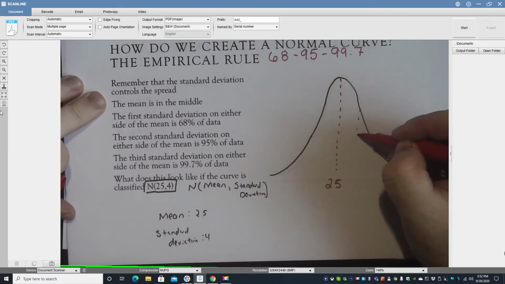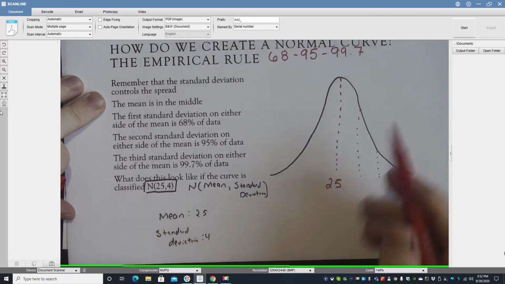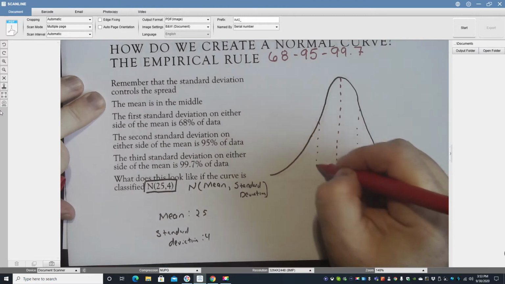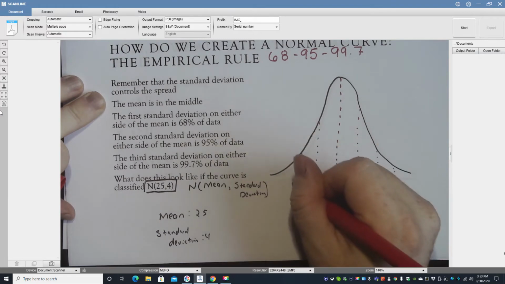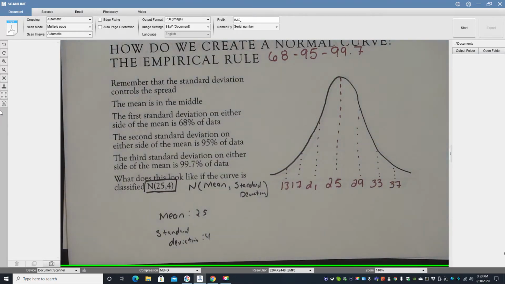Now for every movement out, and we always go 3, when I go to the right, I'm going to add 4 every single time. So that's 29, 33, and 37. And then I'm going to subtract 4 every single time. So 21, 17, and 13. So that is what our curve would look like under the constraints of having a mean of 25 and a standard deviation of 4.